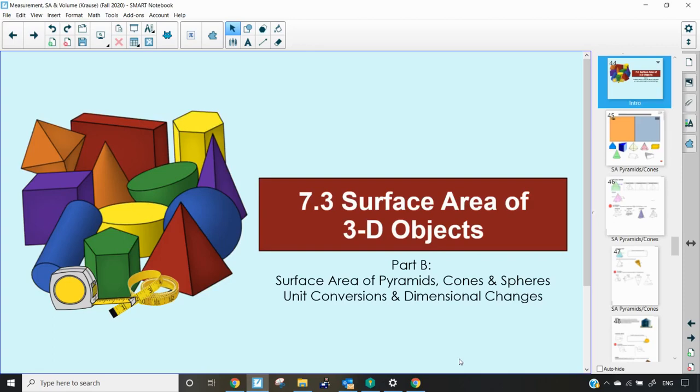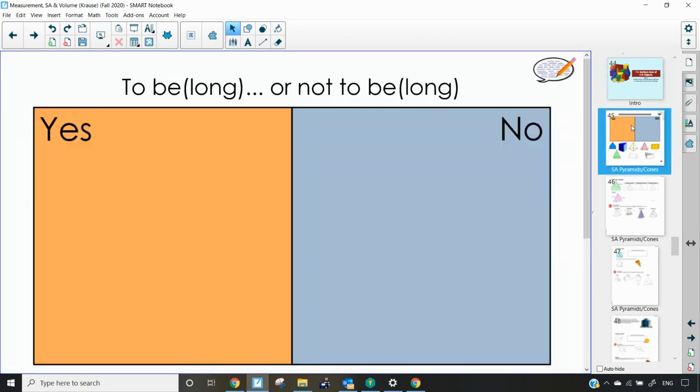Welcome back, guys. We're going to be moving on to part B of our surface area lesson. And in this section of the video, we're going to be talking about the surface area of pyramids, cones, and spheres. As well, we're going to look at unit conversions and dimensional changes. So before we get into the actual calculations of the surface area, we're going to take another look at the relationship between pyramids and prisms.